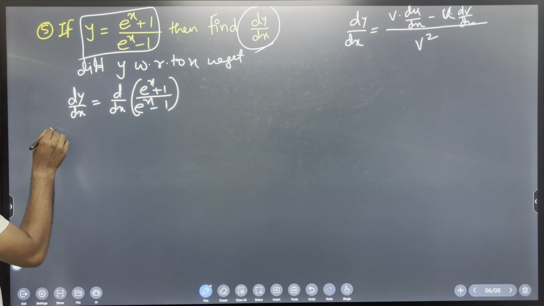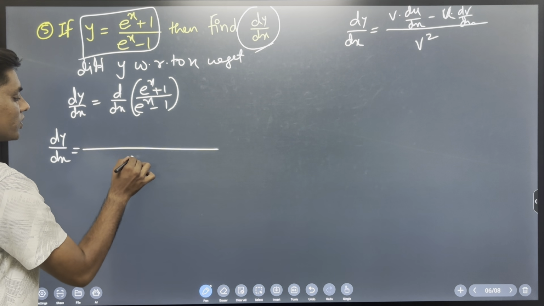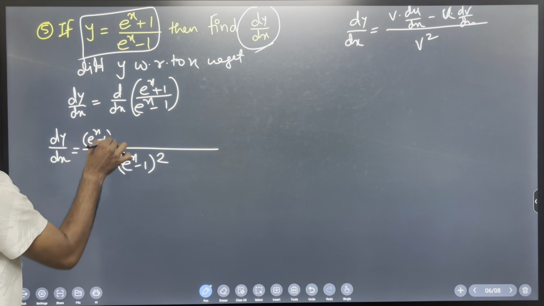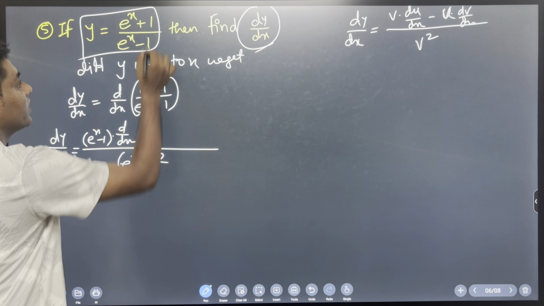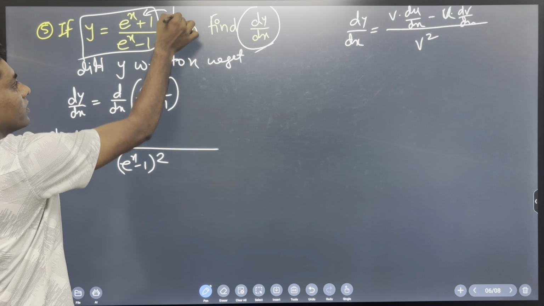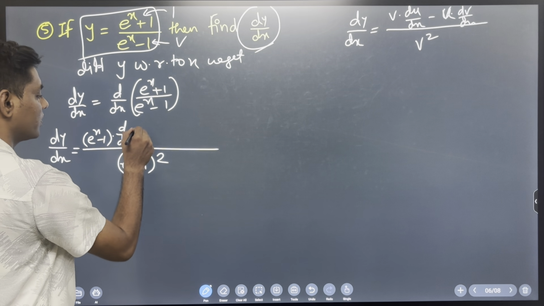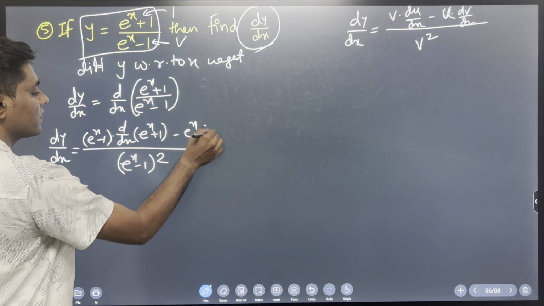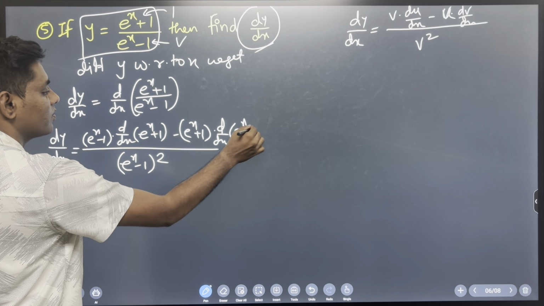Very simple to solve. dy by dx equal to the denominator, e raised to x minus 1 bracket square, then e raised to x minus 1 as it is, then take the derivative of u. Here e raised to x plus 1 is u and e raised to x minus 1 is v. So according to that we solve: e raised to x plus 1 minus e raised to x plus 1 and then d by dx of e raised to x minus 1.